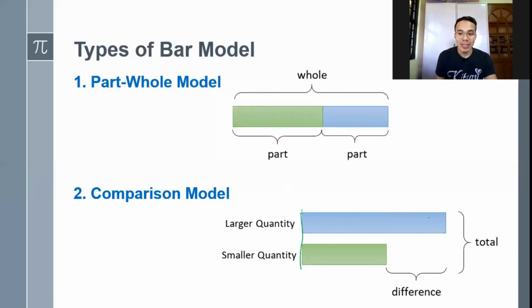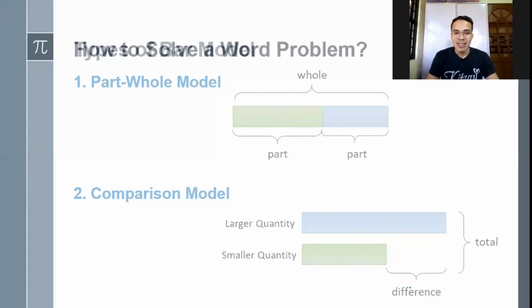Another thing is the total. The total is you add the number for the larger quantity and the number for the smaller quantity. That's how you get the total. And there's what we call here the difference. So the excess here, the extra here is what we call the difference. So those are the types of bar models.